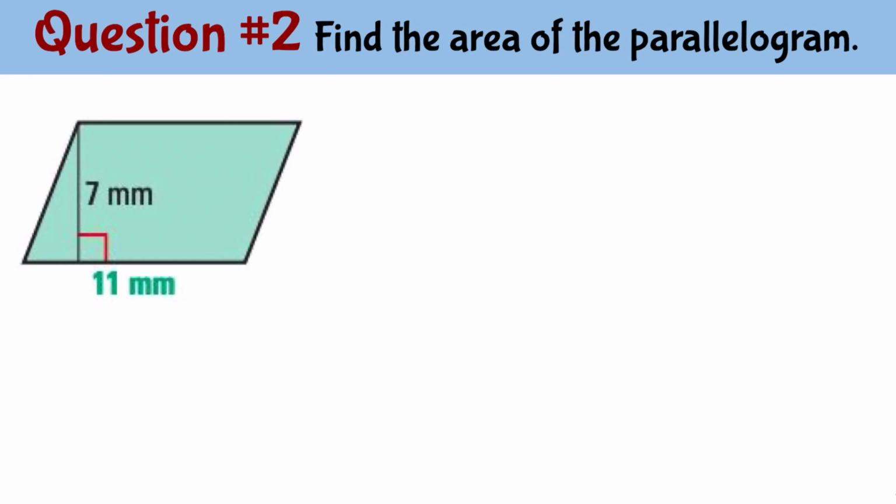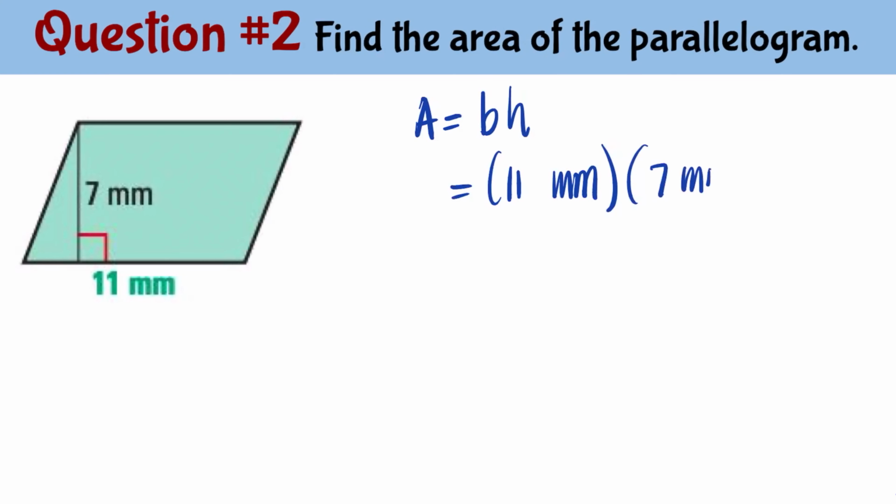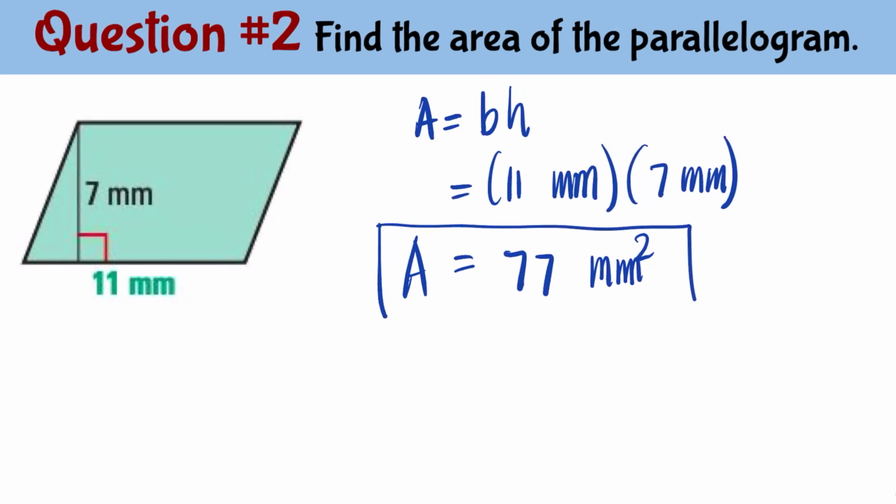Question number 2. Find the area of the parallelogram below. So using the formula for the area of a parallelogram, that's base times height. In this parallelogram, the base is 11 millimeters and the height is 7 millimeters. So when we multiply 11 times 7, that's 77, and the unit now is square millimeters. So the area of this parallelogram is 77 square millimeters.